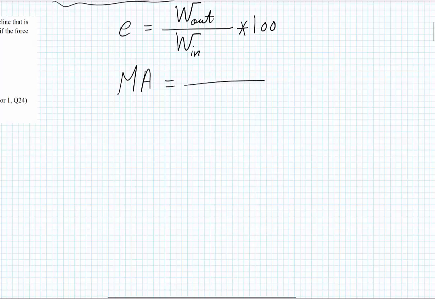There is also the mechanical advantage. The mechanical advantage of a machine is the output force coming from the machine over the input force applied on the machine. So the output force over the input force. The mechanical advantage can be more than 1 or less than 1 or equal to 1. So it can be greater or less or equal to 1. While the efficiency is always less than or equal to 100%.